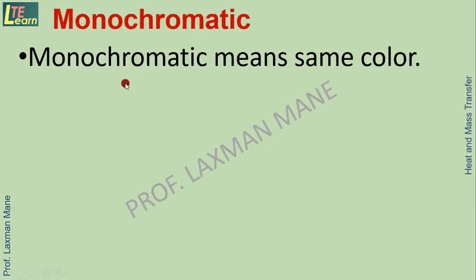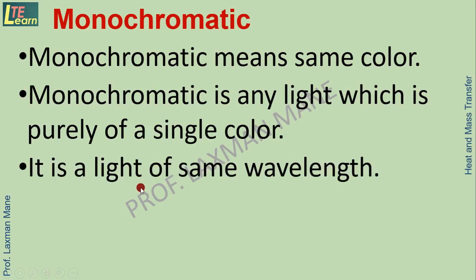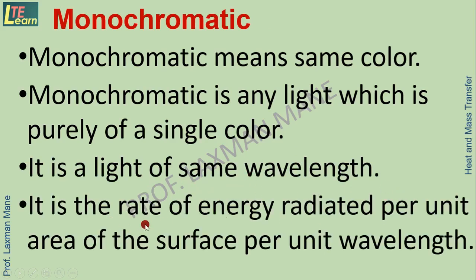Monochromatic means same color, mono means same and chromatic means color. This term is useful in the next definition. So monochromatic is any light which is purely of a single color and of the same wavelength. It is the rate of energy radiated per unit area of the surface per unit wavelength.